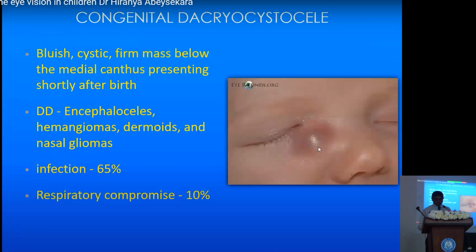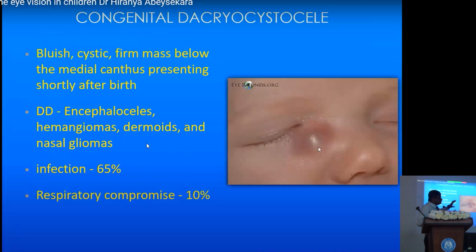So this is something you would see occasionally. A cyst in a newborn child, or maybe a few days or few weeks old baby, bluish. It's not so bluish in our population. But anyway, something a little more dark on the top, a lump there.